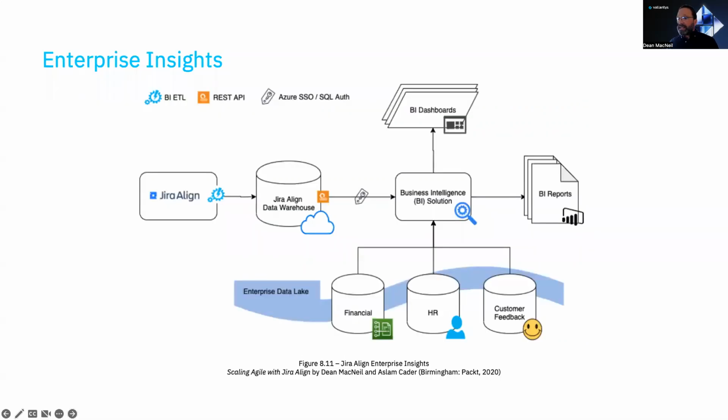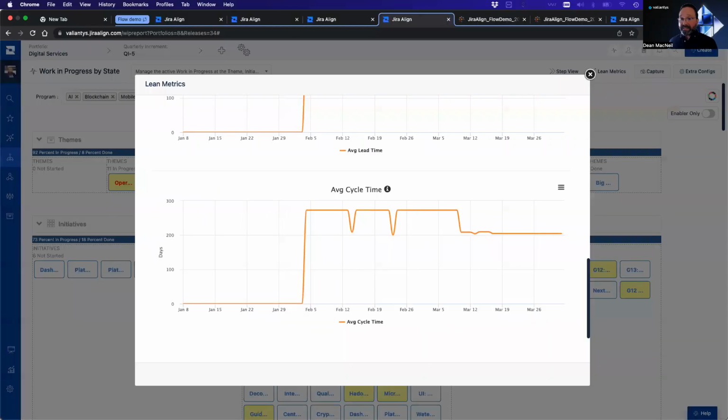Enterprise Insights is a data warehouse built on the Azure platform that receives data from Jira Align via an ETL process. Connect to Enterprise Insights from your existing BI solution to create visualizations of data from Jira Align and other sources in your enterprise data lake to support real-time decision-making. The opportunities are endless.